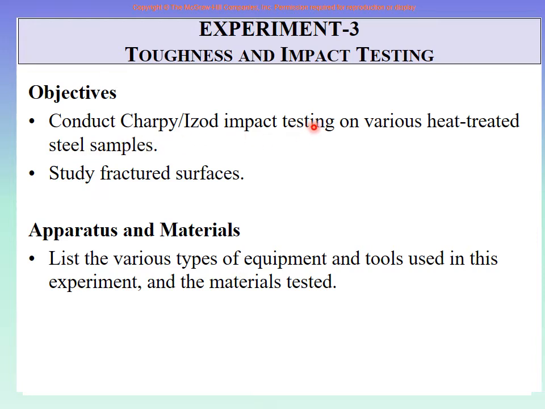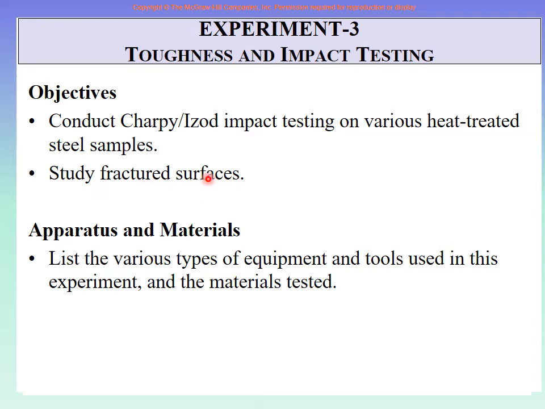So generally we have samples which are either Charpy samples, all of them, or all of them are Izod samples. It will be described in the video, and it will be written in the file where the values are given. And they are heat treated to different temperatures, right? It is tempered to 200 degrees, tempered to 300 degrees, tempered to 400 degrees. So all the samples are either Izod or all the samples are Charpy, and each of the samples has a different heat treatment. So this is the objective, and study the fractured surface.